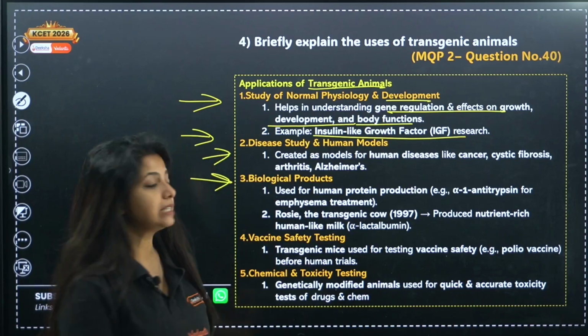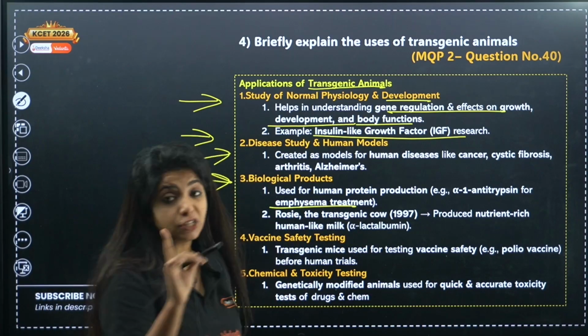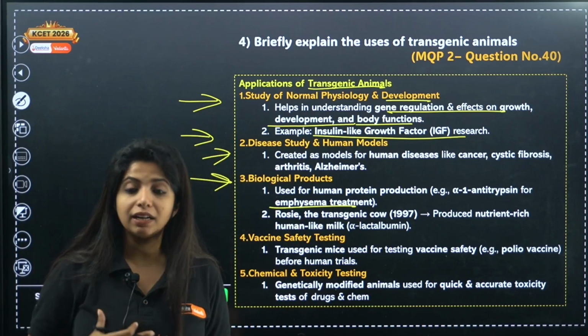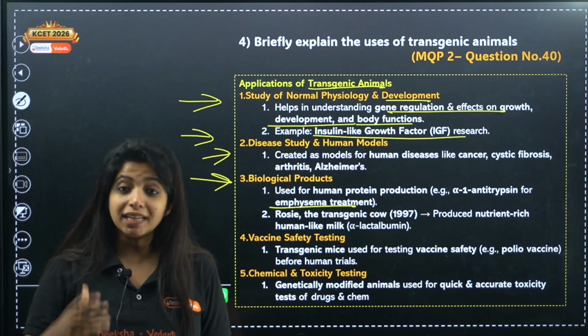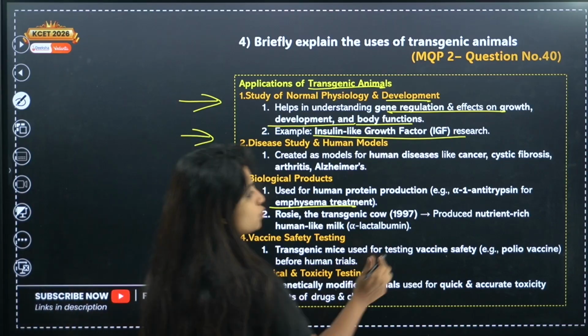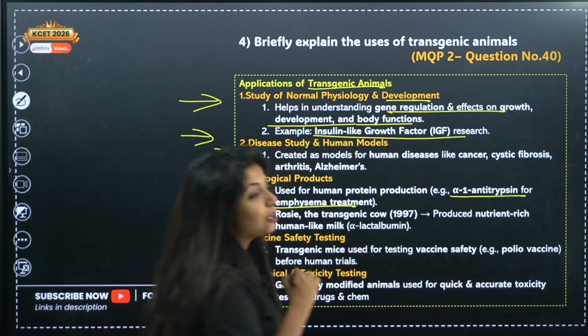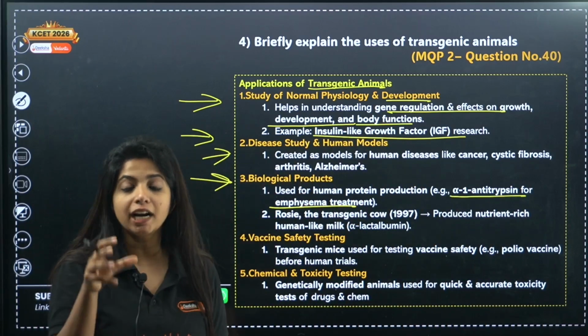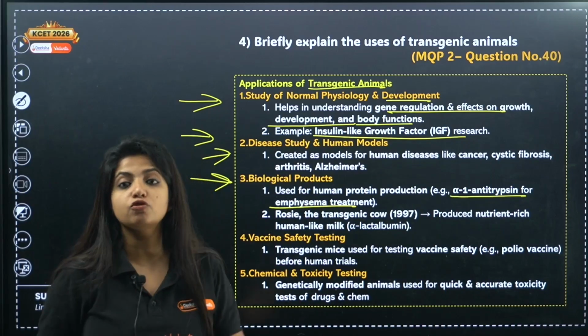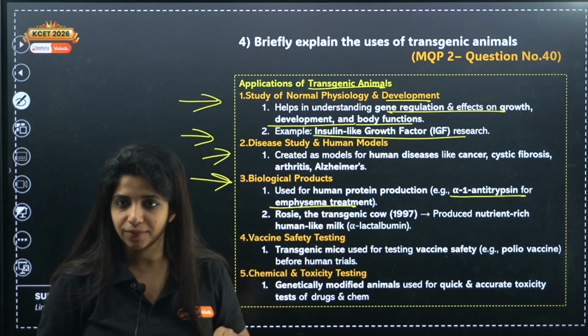For example, there is a disease which is known as emphysema. Please remember it. It is a respiratory disease. Okay, it's a respiratory disorder that is there. Now, for treating it, you need a protein which is known as alpha-1 antitrypsin. Now, this alpha-1 antitrypsin is made to be produced by some animals out there.